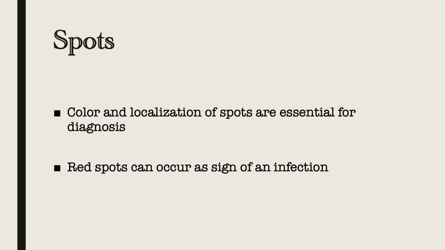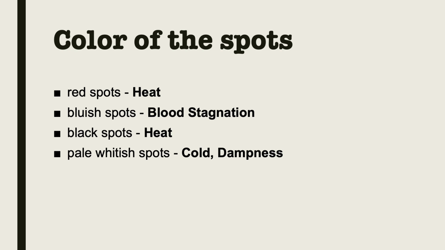Color and localization of the spots are essential for the diagnosis. Red spots can occur as a sign of an infection. Red spots connote heat. Bluish spots indicate blood stagnation. Black spots indicate heat. Pale whitish spots, cold and dampness.